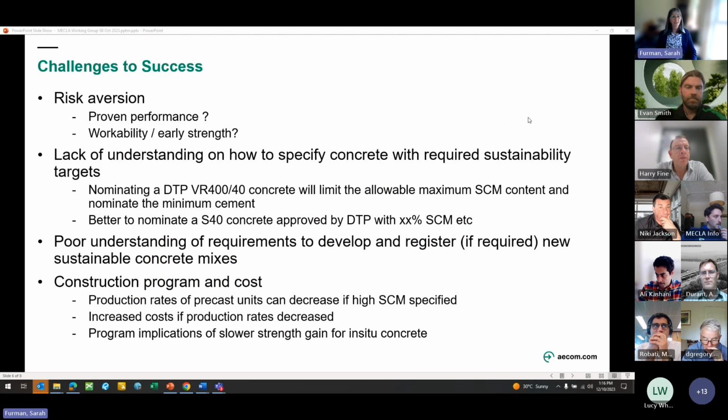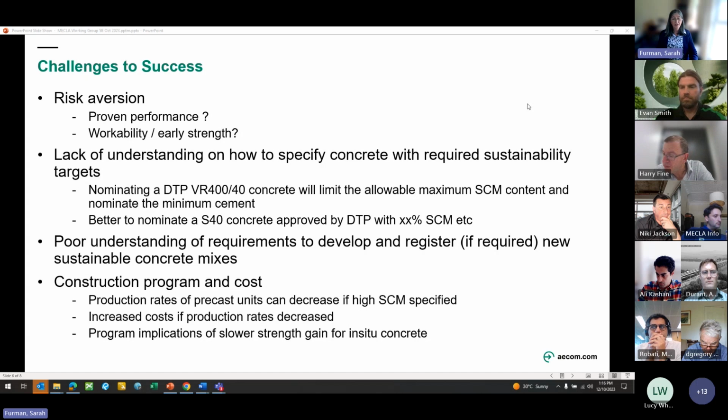But what other challenges are there? Often you find where there's a lack of knowledge, there's a real risk aversion. They don't want something that hasn't got proven performance. Construction teams, if they're unsure about how it's going to be in the construction, is it going to be sufficiently workable?